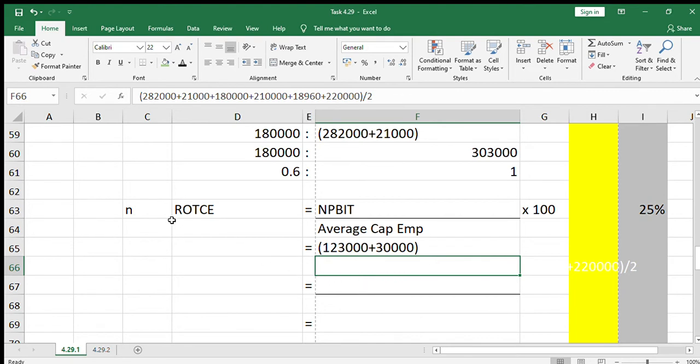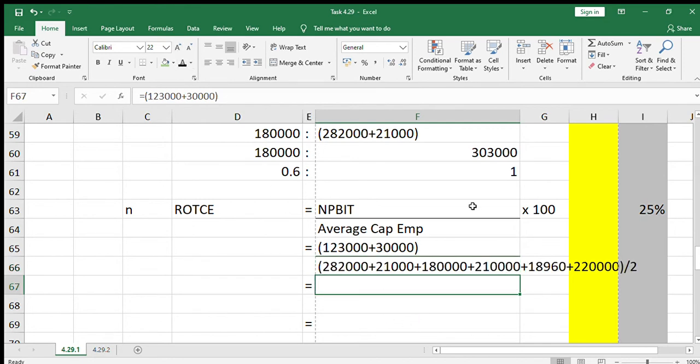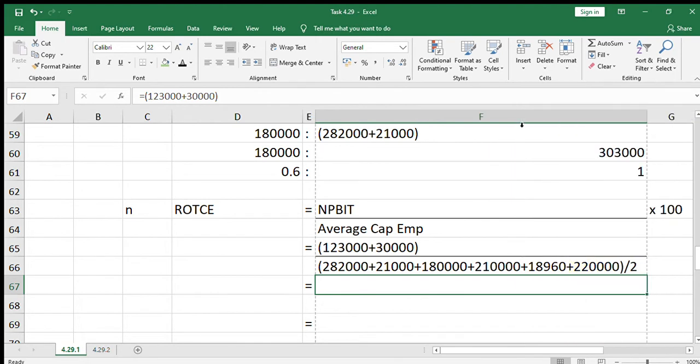Okay, the average capital employed. Now, we need to be very careful here. This will be the ordinary share capital plus the retained income plus the non-current liability of this year, plus the ordinary share capital, retained income and non-current liability of last year. All of that divided by 2.